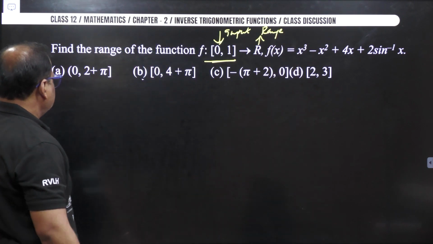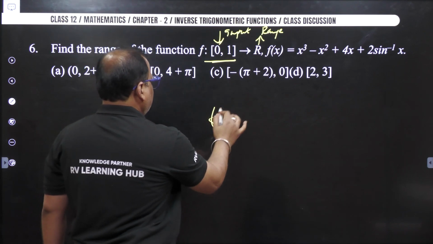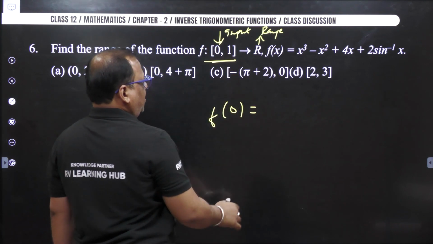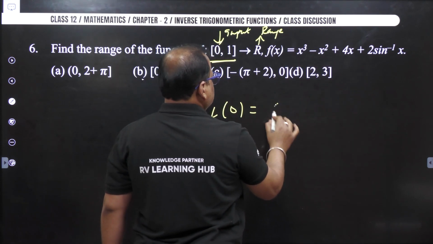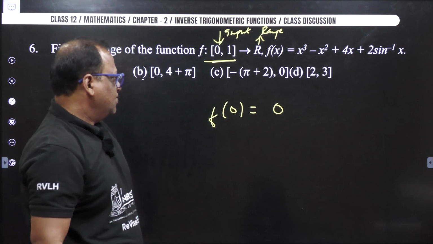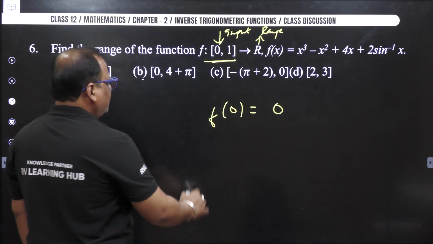Okay. So the input value first is 0. F of 0 ಏನು ರಪ್ಪ ಬರುತ್ತೆ? Check. Start with the first value. F of 0 will be 0 minus 0, plus 2 sin inverse of 0, which is 0. So 0 is the first value. Clear? Now I'll go with 1.